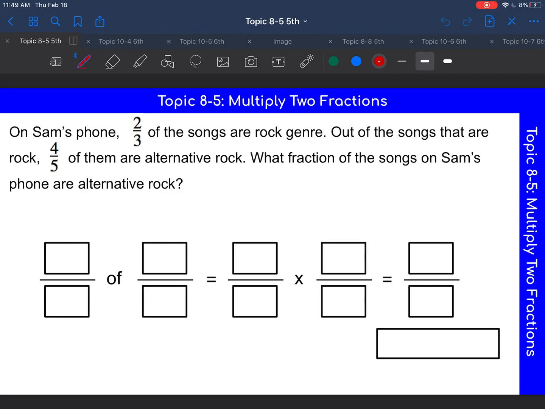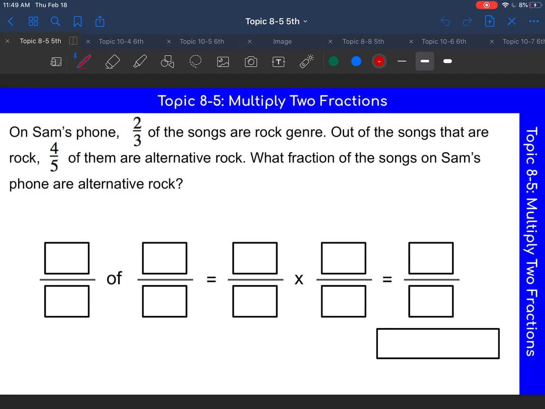multiply two fractions, okay? Now, this should almost seem like a review to you, because if you felt pretty comfortable with multiplying a whole number by a fraction, multiplying a fraction by a fraction is really not going to be too far off. So let's look at this example.